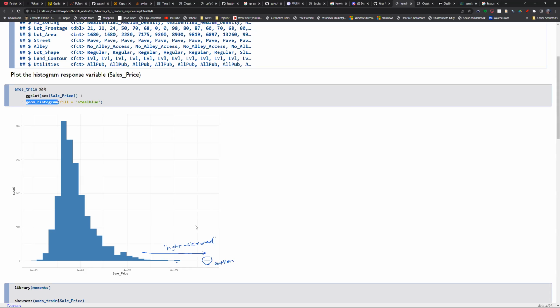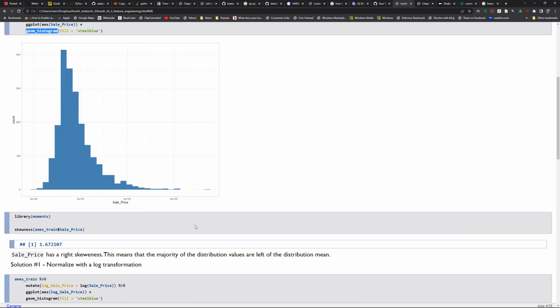To get a more numeric sense of the skewness, we can use the library called moments. With the skewness function, we can input that vector, the sale price, into that function, and it will give us a number. Usually for what we call a Gaussian or normal distribution, the skewness is going to be between -0.5 and 0.5. That's the basic tolerance of that distribution. Anything beyond that means that there's a skewness that we have to take into account.